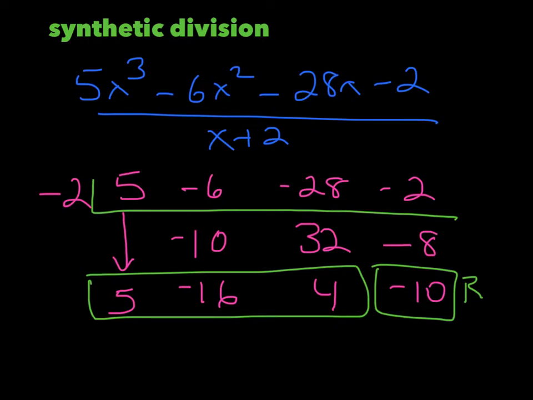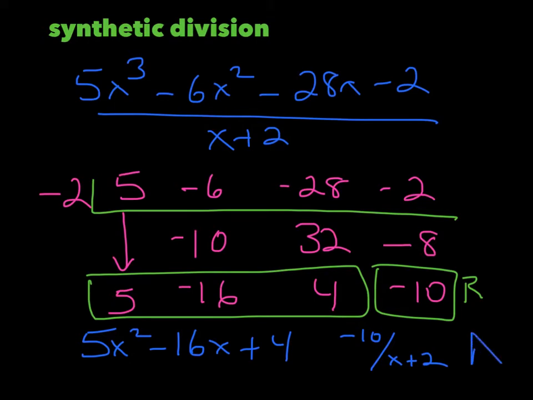So now I can rewrite my expression as 5x squared minus 16x plus 4. Notice that I took my third degree and I reduced it by 1, and then I just went down in descending order. My remainder, don't forget your remainder, is negative 10 over x plus 2. Because remember, you always put it over that divisor just like we did last chapter. And that would be your final answer. Okay, so let's look at another example.